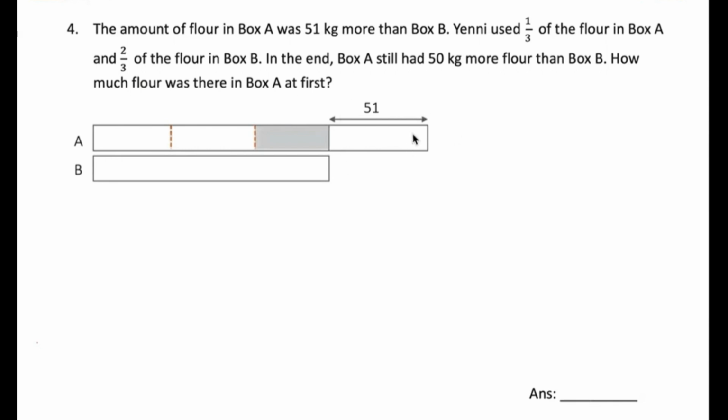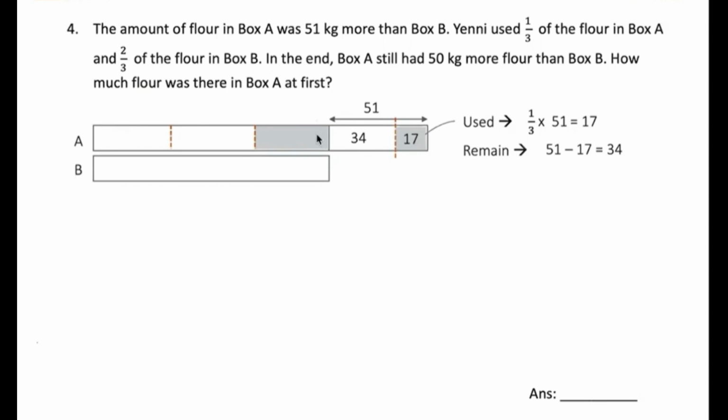51 is the other portion. I'll cut out 1/3 of 51. 1/3 times 51 gives you 17. And so this is the portion that is used. Unused is here. How much is it? 51 minus 17. 34. So the unshaded part of A is unused.